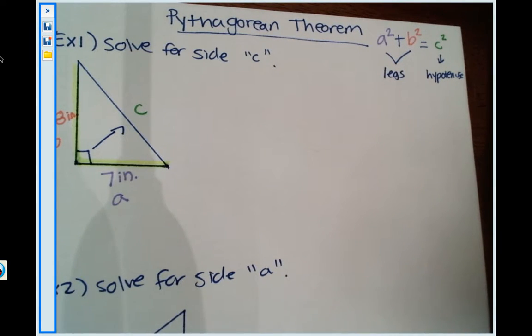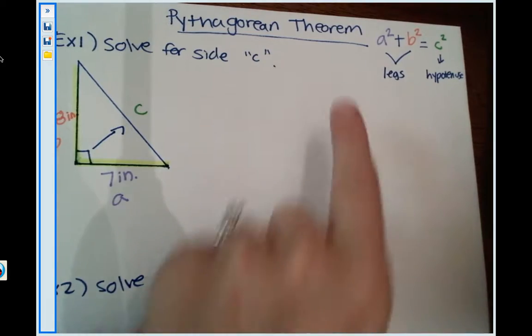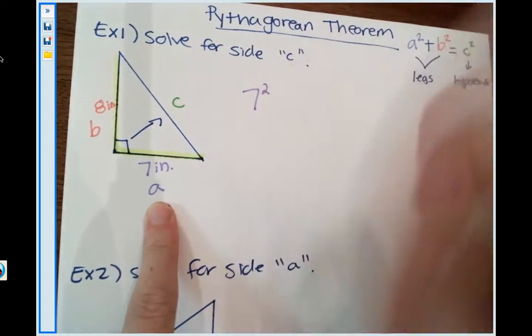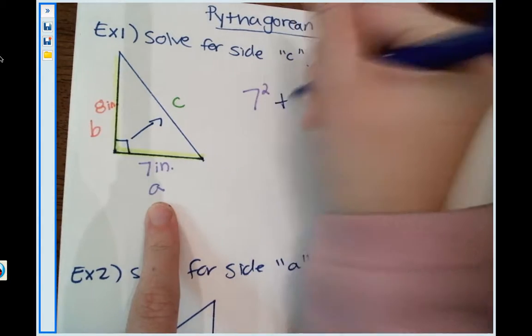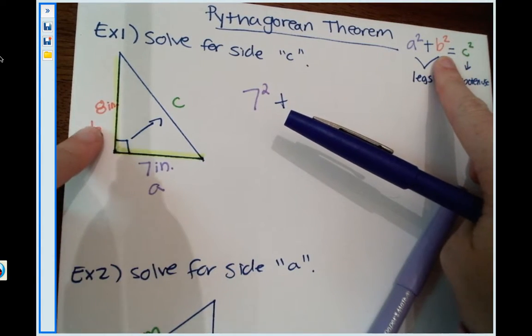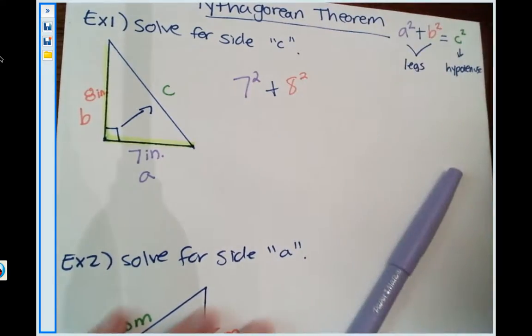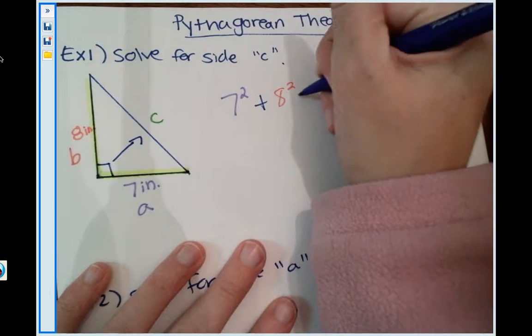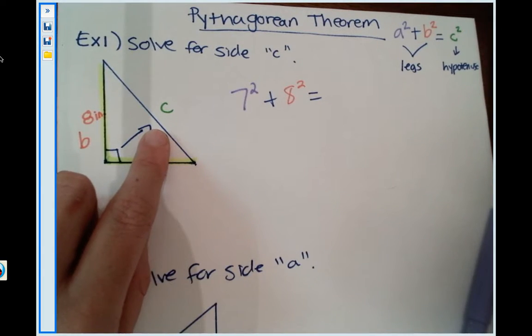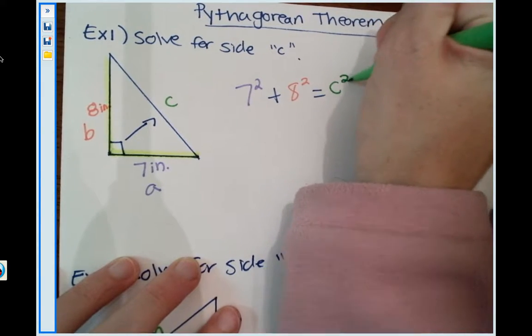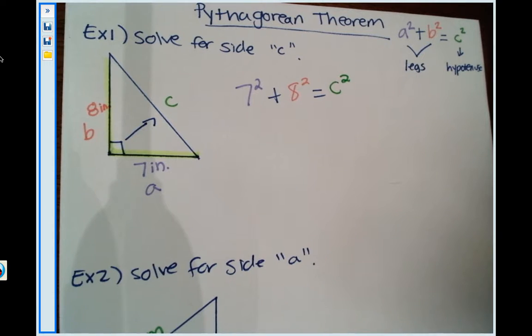So to solve for side C, we need to use the Pythagorean Theorem. That's a squared plus b squared equals c squared. My a is the 7, so it's going to be 7 squared, plus my b squared, which is my 8, so plus 8 squared, equals my hypotenuse squared, which is the c, and that's the side I'm solving for. So this will be c squared.